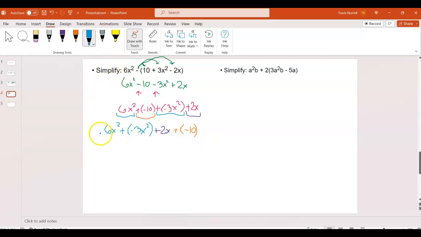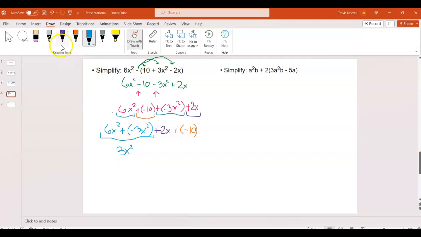Now I can combine my two x squared values. Positive 6 and negative 3 signs are different, so I'll subtract the numbers and take the sign of the bigger number. Bigger number is positive, and 6 minus 3 is 3. So that will give me 3x squared.